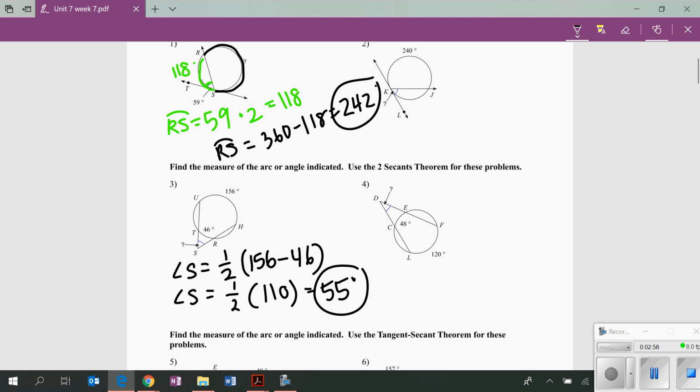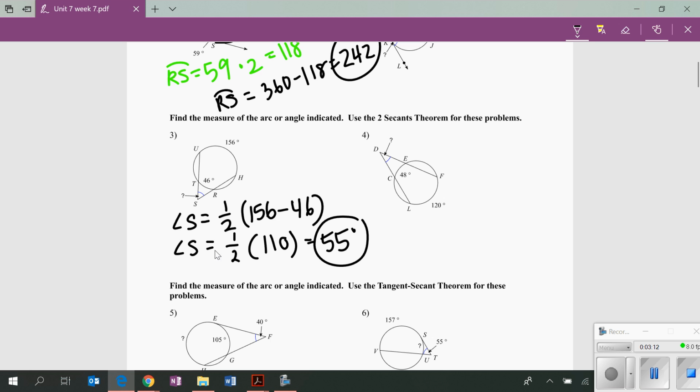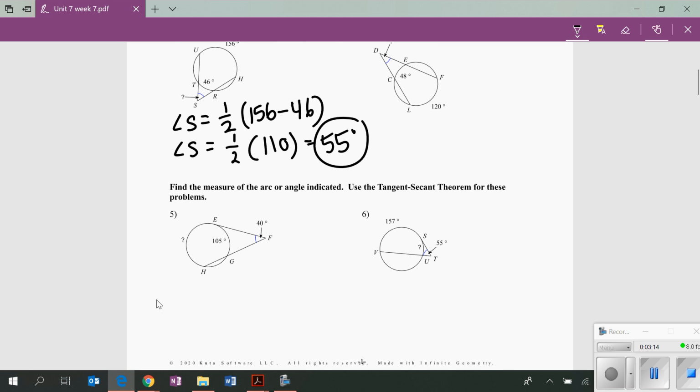Okay, all set there. Same method for number 4. This one says use the tangent secant theorem. However, when you locate your tangent secant theorem for finding angles, it's actually the same as your 2 secants theorem. Okay. So number 5, let's talk about this because it's a little different.